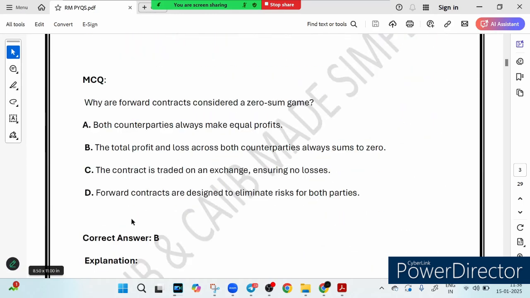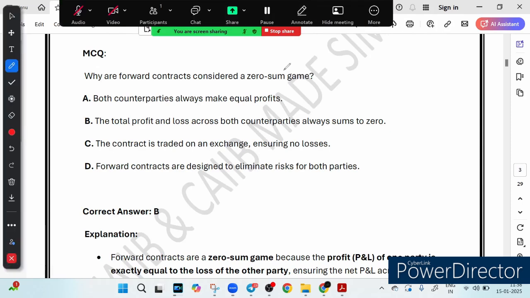Why are forward contracts considered a zero sum game? Let's try to understand. Option A says that both counterparties always make equal profit. Option B says that the total profit and loss across both counterparties always sums to zero. Option C says the contract is traded on exchange, ensuring no loss. Option D says forward contracts are designed to eliminate risk for both parties. So the correct answer is option number B.